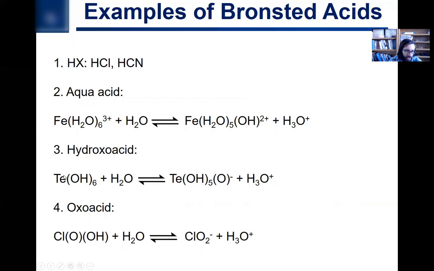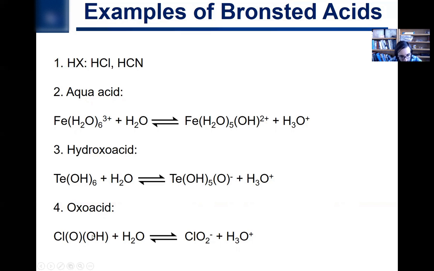For a hydroxo acid, here's an example, tellurium hydroxide, where you have 6 hydroxides coordinated to tellurium, and so there are no oxo groups near this. This is why it's a hydroxo acid, and one of these OH minuses gets deprotonated to make an oxo group, O minus, and that proton went to making hydronium.